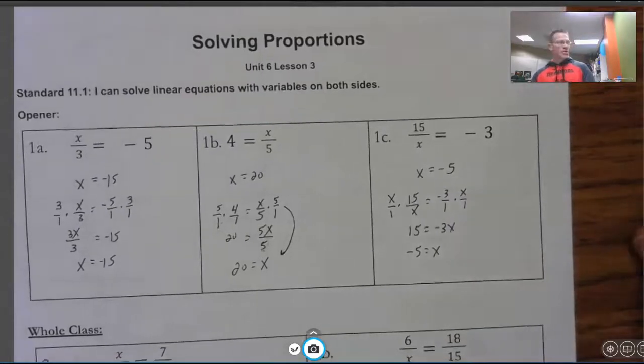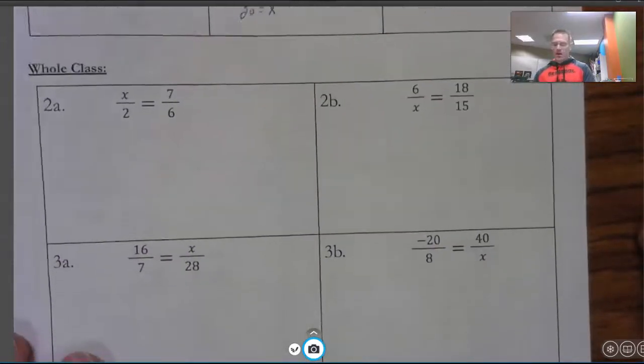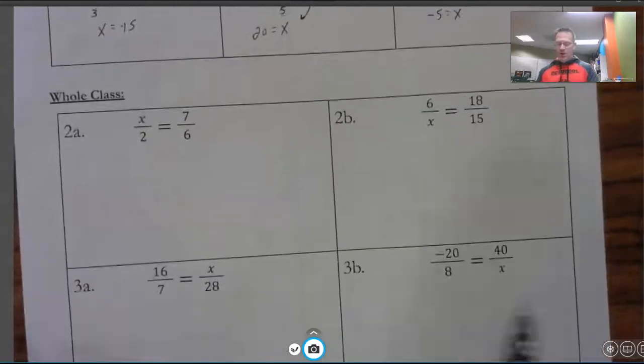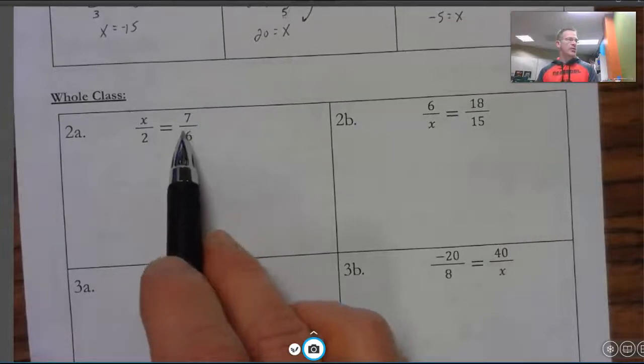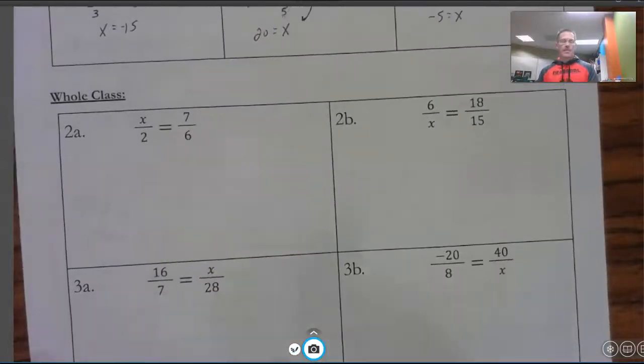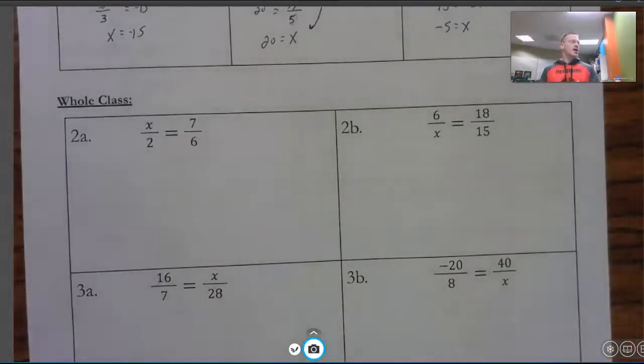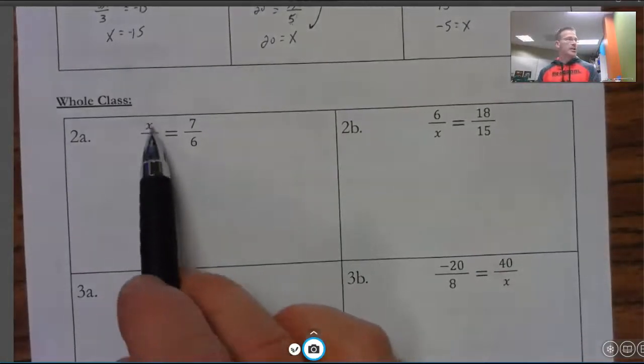Now, what makes a proportion a proportion? So let's look at our whole class practice here. A proportion is really when I have one ratio or one fraction equal to another ratio. Now what I want to do is undo the division, and I'm going to start on whichever side the variable is on here.